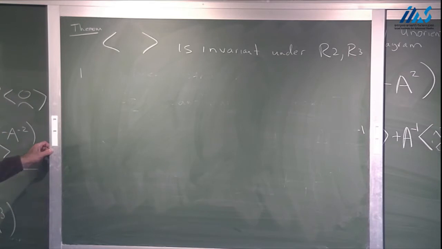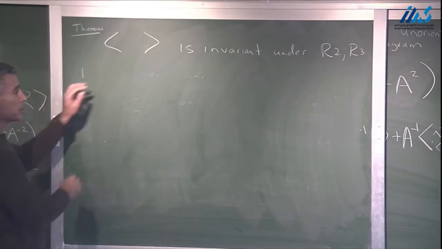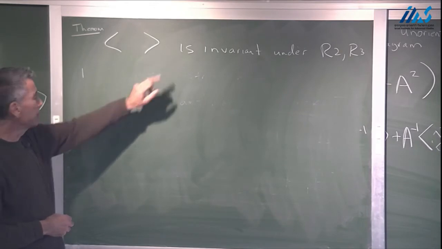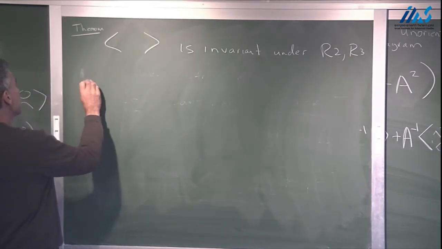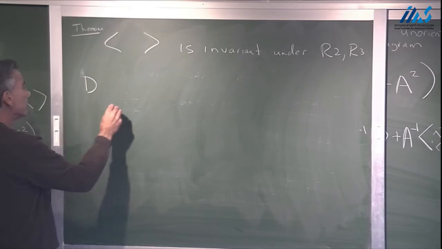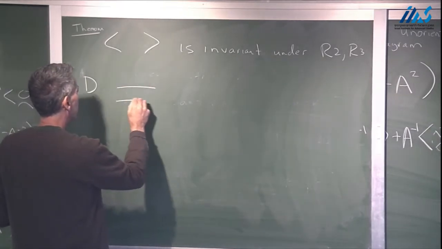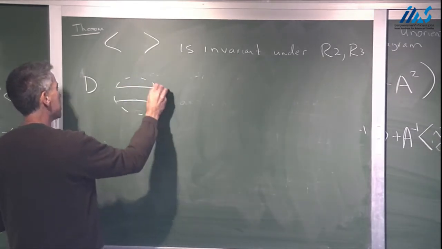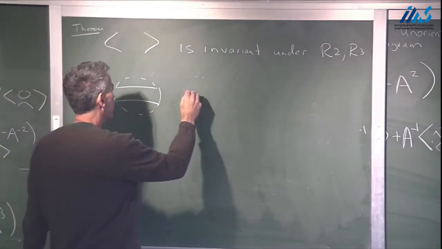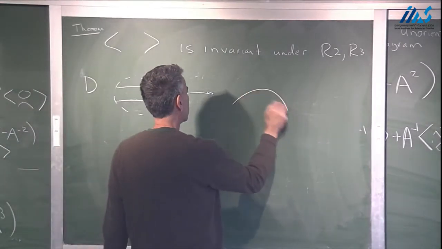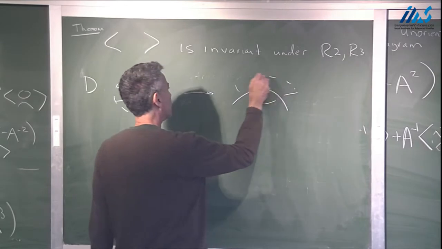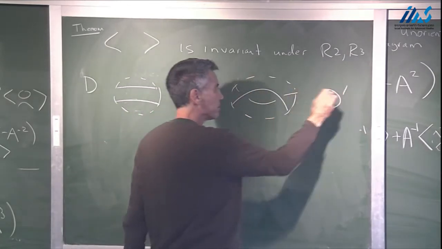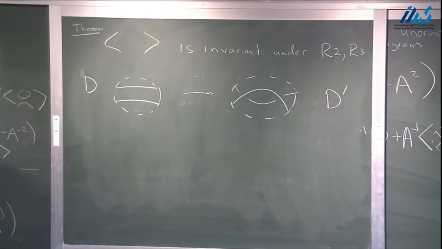I'll show you in detail in a minute. So let's first check that it is already invariant under R2 and R3. Let's suppose we have some diagram which has two parallel strands in it, and we change this diagram to a diagram D prime, in which we've introduced a type 2 Reidemeister move.